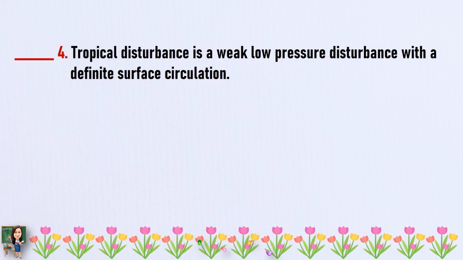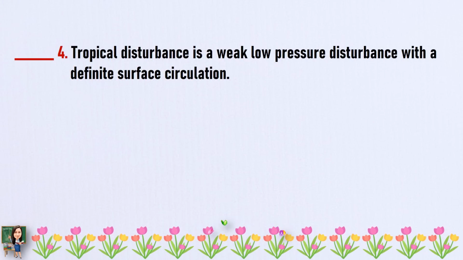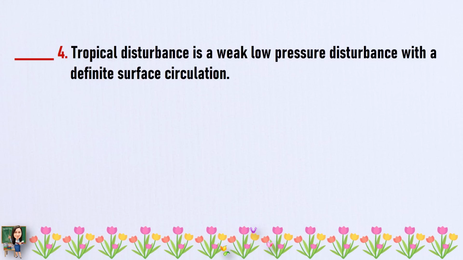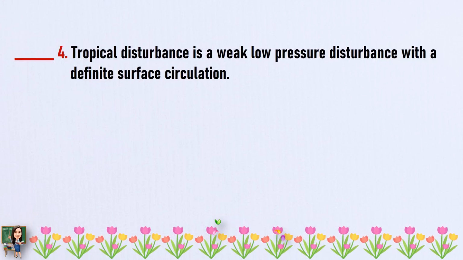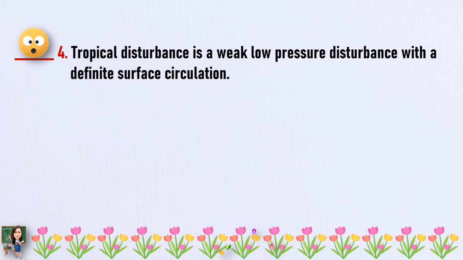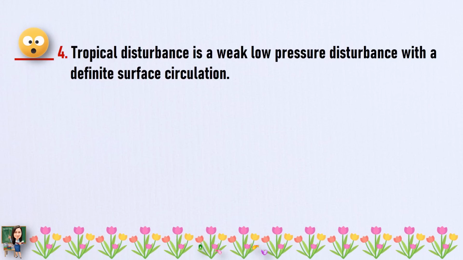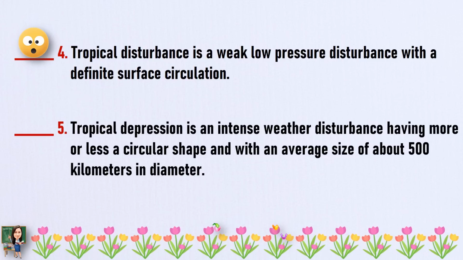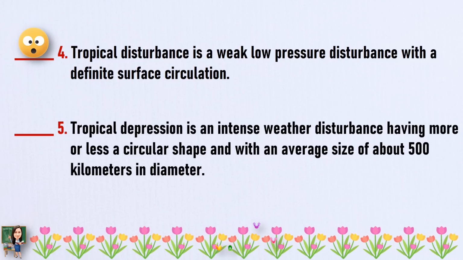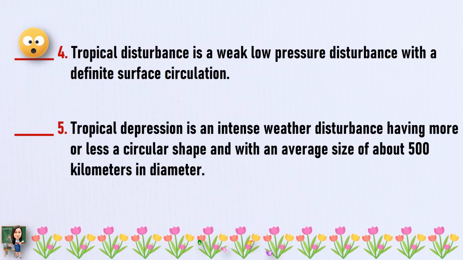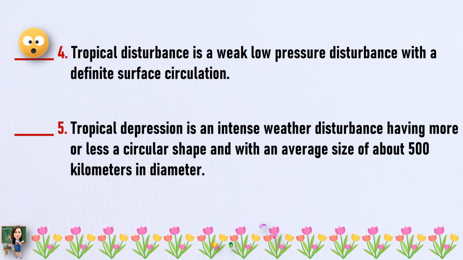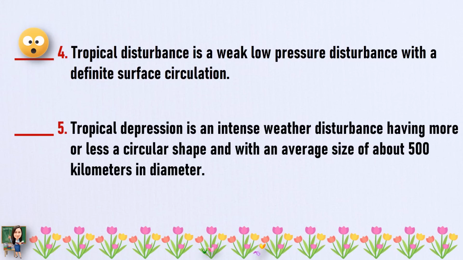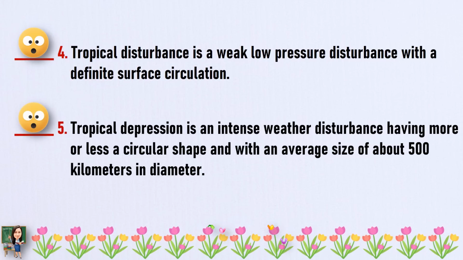Number 4. Tropical disturbance is a weak low-pressure disturbance with a definite surface circulation. Is it true or false? Very good. The answer is wow emoji, means false. And number 5. Tropical depression is an intense weather disturbance having more or less circular shape and with an average size of about 500 kilometers in diameter. Is it true or false? Very good. The answer is wow emoji, means false.